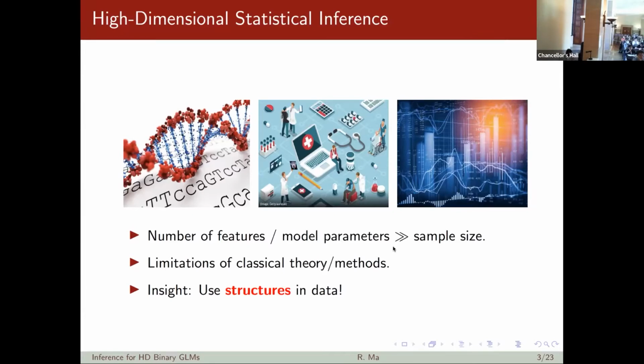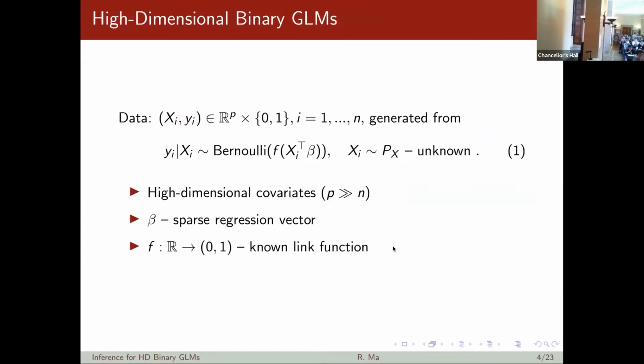And things become different because of the key insight that we obtained from the past 30, 40 years in the field of high-dimensional statistics, which is that one needs to use structures in the data. Structures can be helpful as a complement to our limitations in the measurement in comparison to the complexity of the problem. So in this talk, I'm going to mainly discuss the high-dimensional binary GLM and its inference problems.